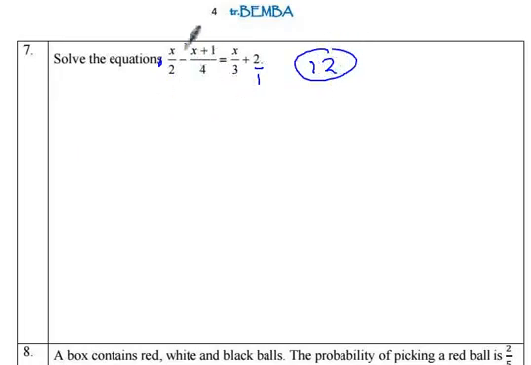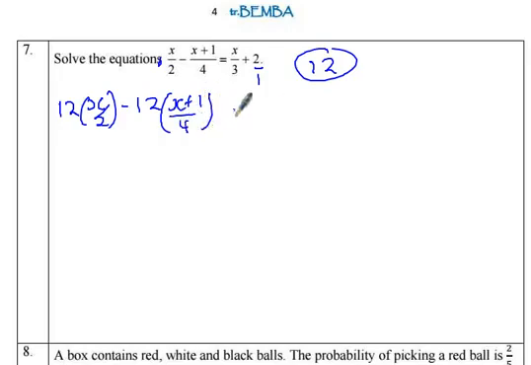Okay, so now when I get it, I'll multiply it by each and every term. So I'll need to say this times the first term, which is a half of x. Then I have a minus sign. Then I put 12 times the second term, which is x plus 1 out of 4, is equal to 12 times a third of x plus 12 times 2. Please do not forget even this last part here. We are multiplying by each and every term.